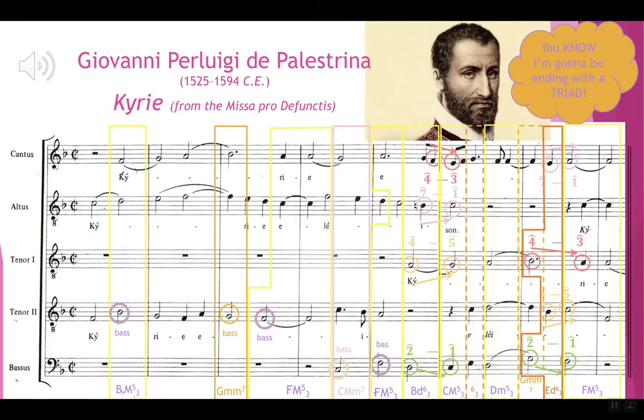Okay, Palestrina. I know this looks complex, but if you watched carefully the evolution of the triad video, you'll remember this screen. We're going to focus just on the cadence. Give a listen though.